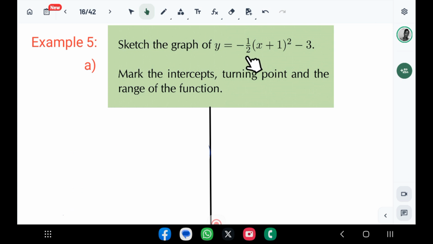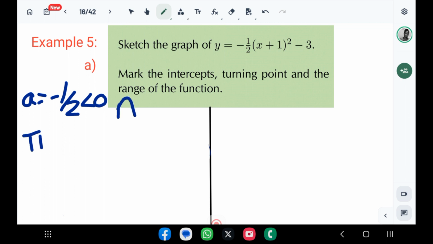Sketch the graph of y equals minus half (x plus 1) all squared minus 3. Mark the intercepts, turning point, and the range of the function. Okay, let's start first with the shape. a equals minus half, making it less than 0. Therefore, that means your graph looks down.